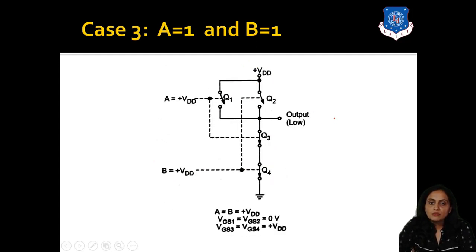If A is 1 and B is also 1, then what happens? We know that both the NMOS switches are closed and the PMOSs are open, and that's why the output is connected directly to the ground, so it would be logic 0.